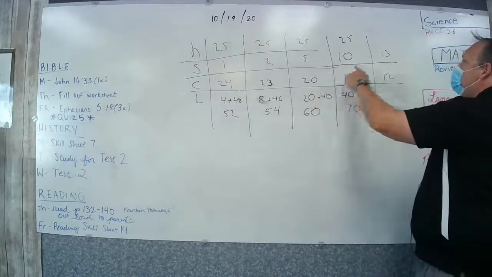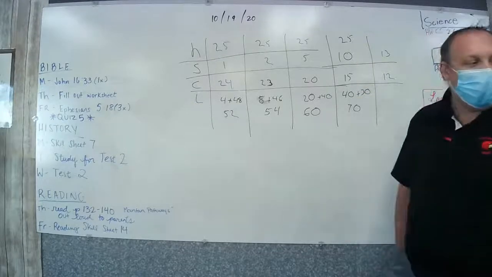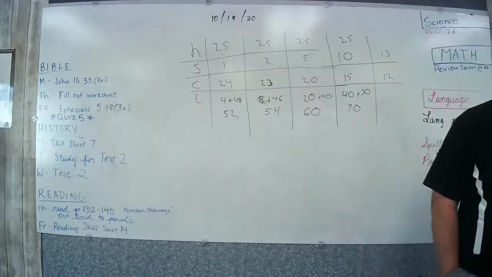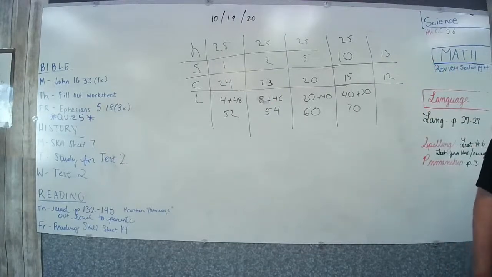So how many sheep legs will I have then? 13. No, I'm not going to have 13 sheep legs. I have 13 sheep. Does every sheep have 1 leg? No. Every sheep has how many legs? 4.